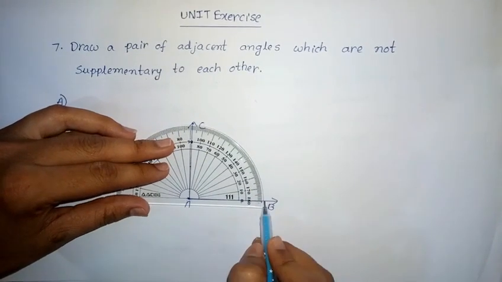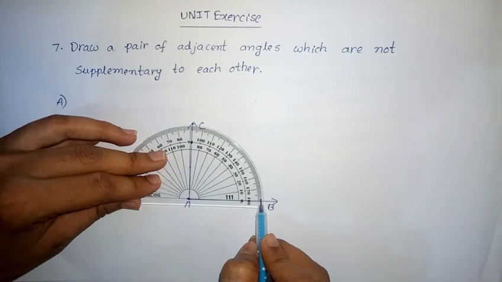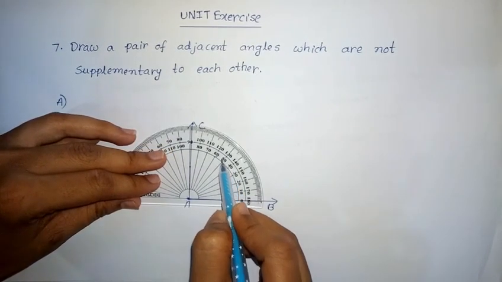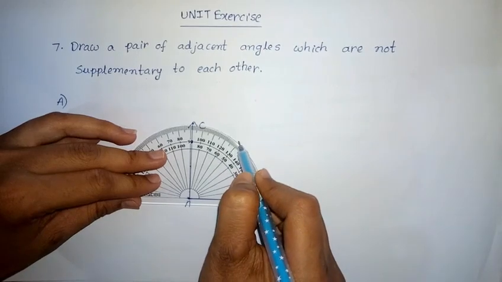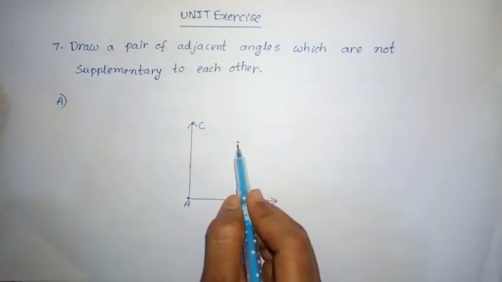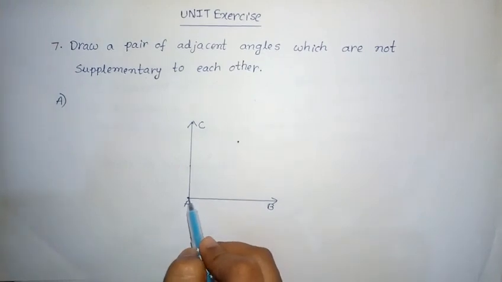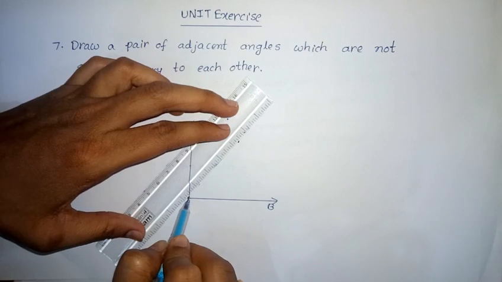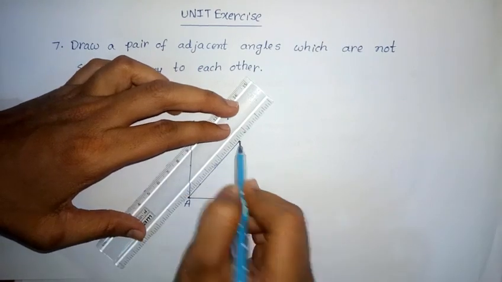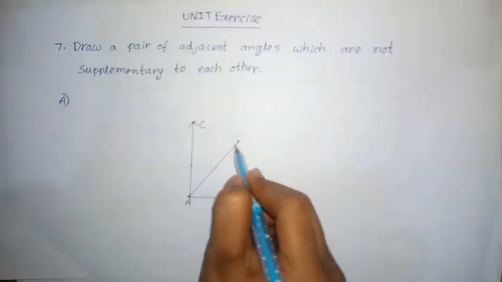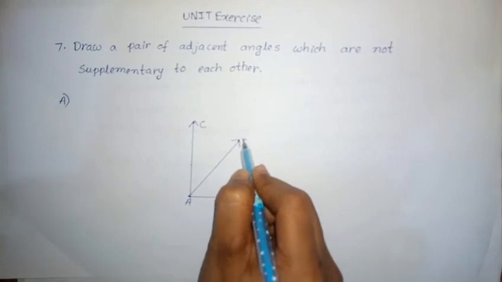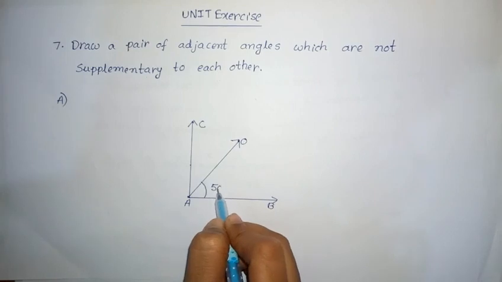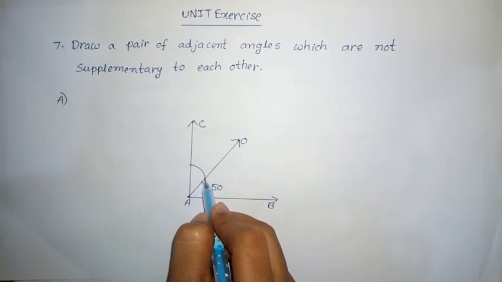So this is 0 degrees. Now find 50 degrees. So 0, 10, 20, 30, 40, 50. Now locate a point at 50 degrees. So join this point from point A. Consider this is a point O. So this is angle 50 degrees. So this is angle 40 degrees.